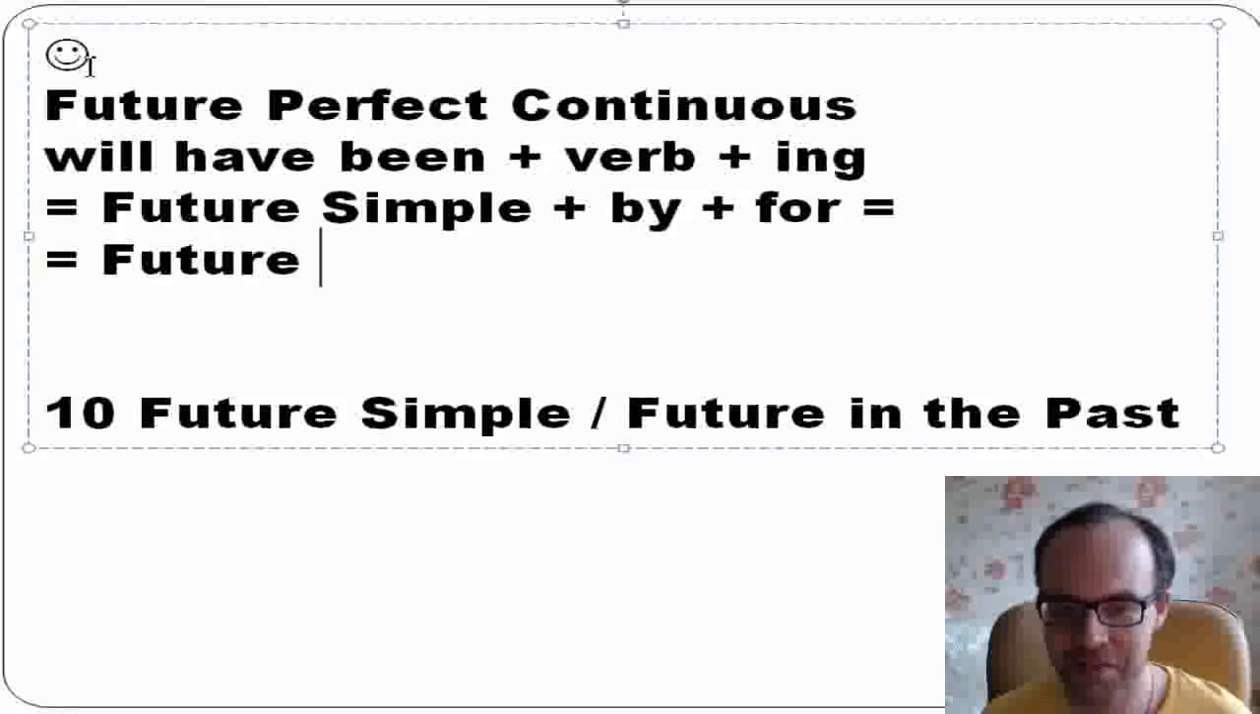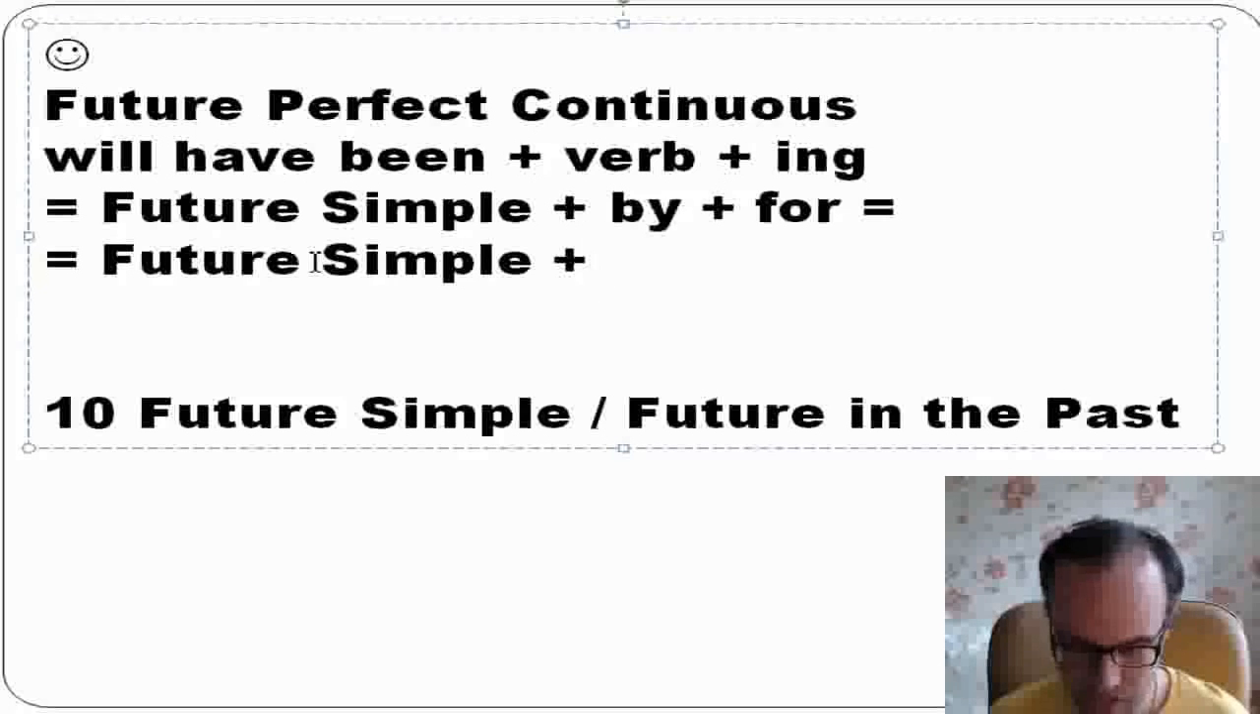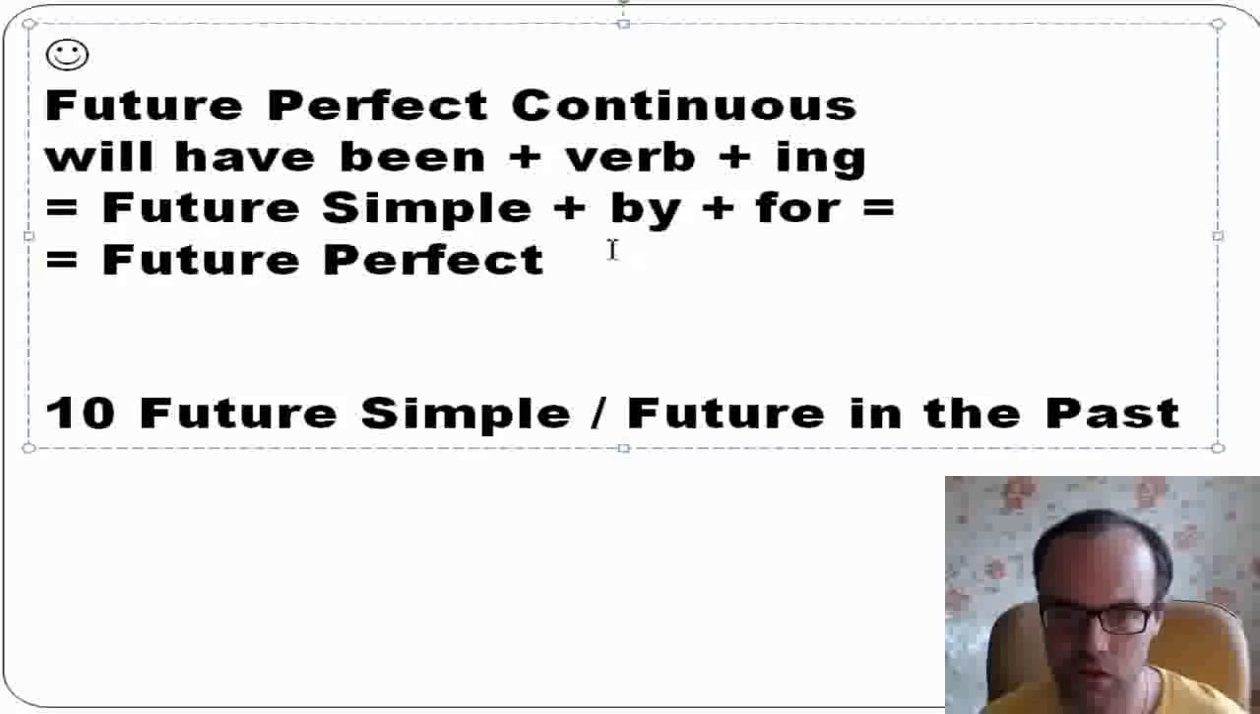I'm good at maths, and I think it's okay that I'll explain it to you this way. So it's future simple plus by. It's future perfect, because future simple plus by is future perfect. It's future perfect plus for.